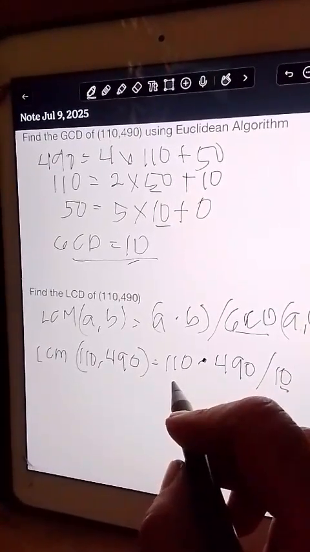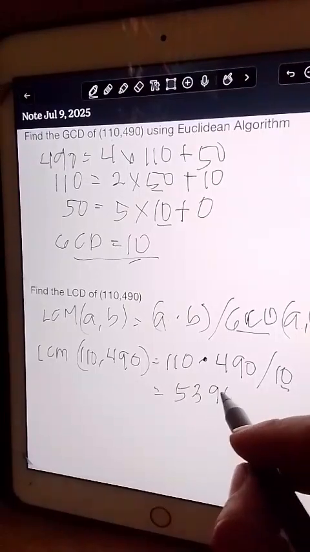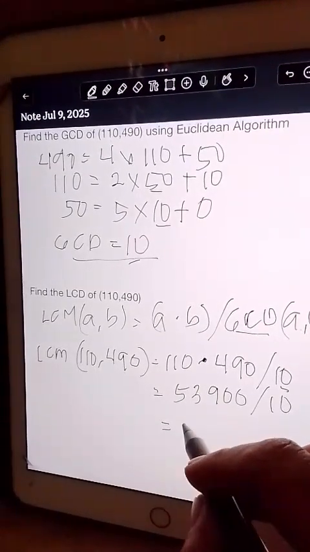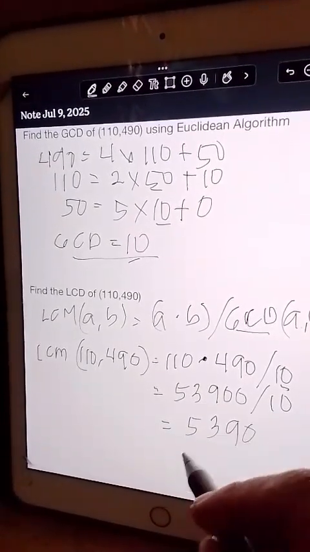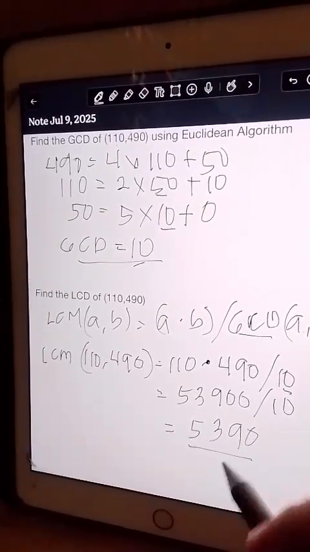So 110 times 490 is equal to 53,900. So divided by 10, it is equal to 5,390. So therefore, the LCM, or the least common multiple, of 110 and 490 is 5,390.